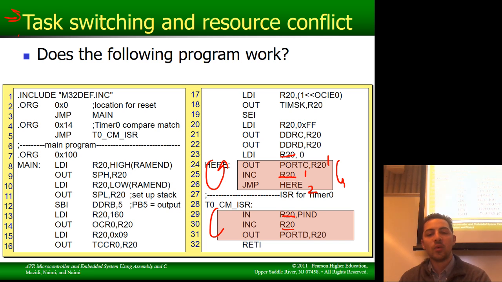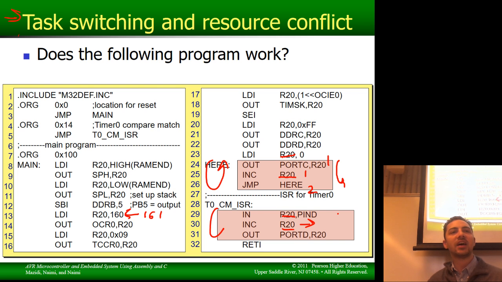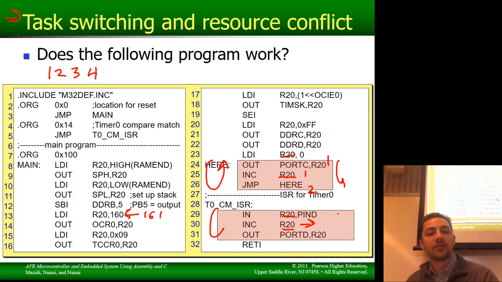How often will this R20 be incremented? How would we calculate that? Well, we calculate it because we're in CTC mode. That means that this is going to overflow, or it's going to trigger every 161 cycles, right? Because we're just doing timer with no prescaler. So it's going to go 1, 2, 3, 4 until it's done about 160 cycles.